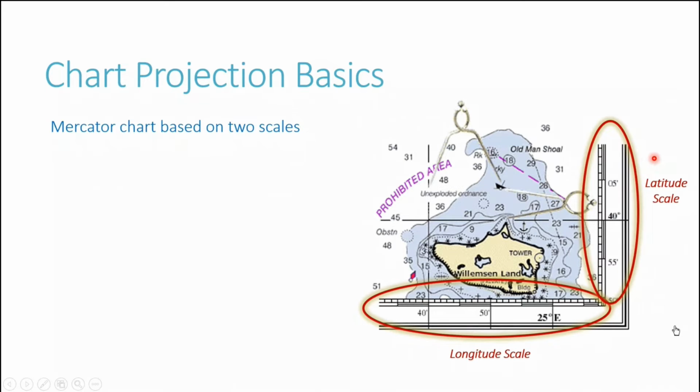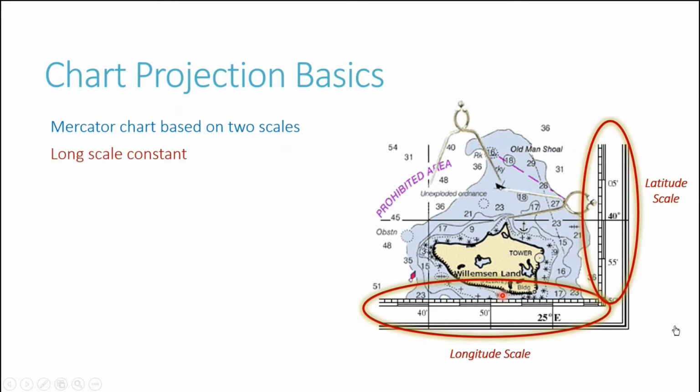So these are the two scales on which the Mercator chart is based. Now, both these scales are different from each other. That means 1 minute of latitude will be different from 1 minute of longitude. They are not the same. It is a property of the Mercator projection that these scales are different.